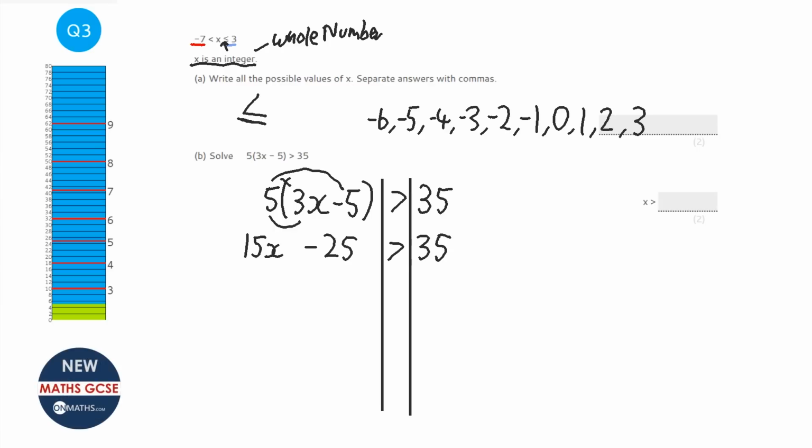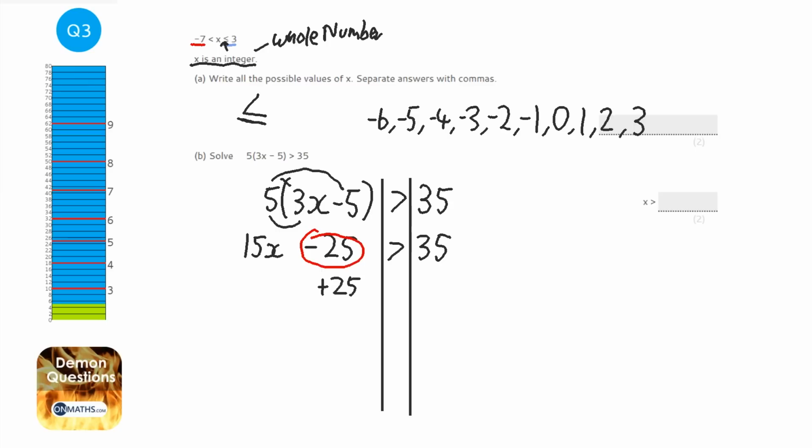Now you could have divided both sides by 5 and that would have been fine. Next step is to get rid of this minus 25. And you must start with that. You can't get rid of the 15 first. So we're going to add 25 to both sides to get rid of that minus 25. So we're left with 15x on this side, and 35 plus 25 will be, well, 5 plus 35 is 40, 40 plus 20 is 60.